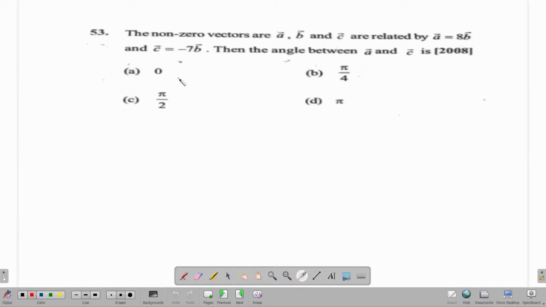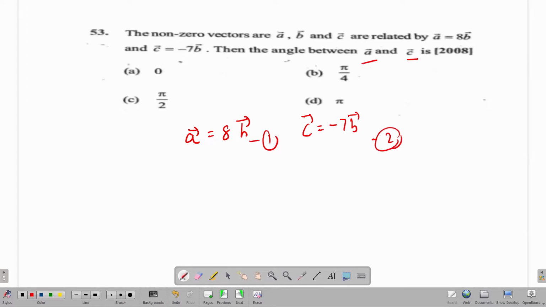Now this question came in 2008. The non-zero vectors A, B, C are related by this equation, that A vector is equal to 8 times B and C is minus 7 times B. Then we have to find the angle between A and C. So we have to relate A and C with each other. Just write the given condition, A is equal to 8B and C is equal to minus 7B. We have to use these equations and find the angle between A and C.